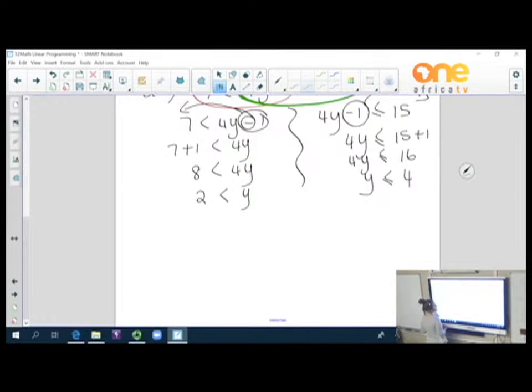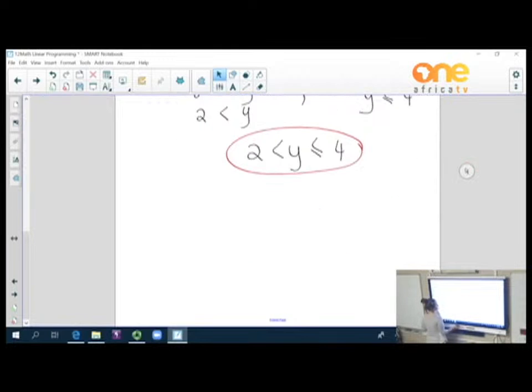Then we can put this into one inequality to show the range. So 2 is less than y is less than or equal to 4. So this is what we want to end up with.